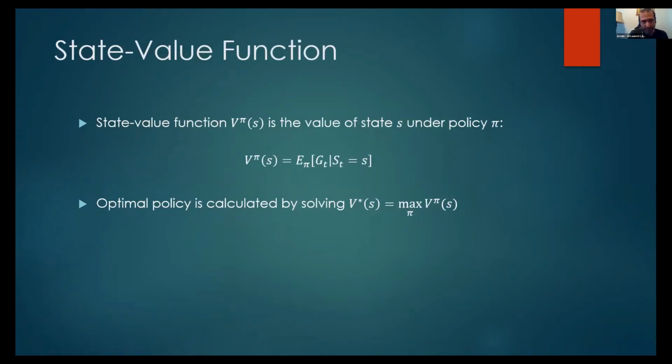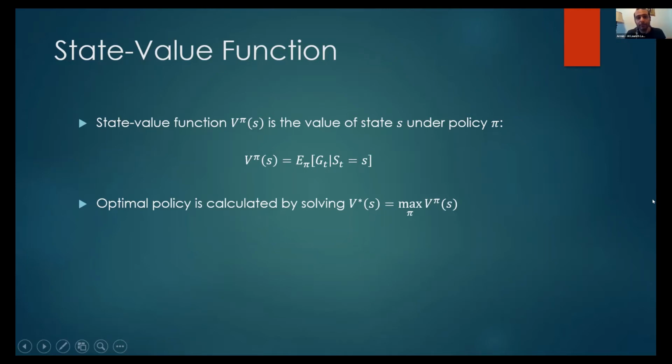Mathematically, the state value function is the expected value of the return at state S. So at time t, we are at state S, for example, a specific observation. And this is also defined based on the policy at that point. An optimal policy is a policy for which this function is maximized.